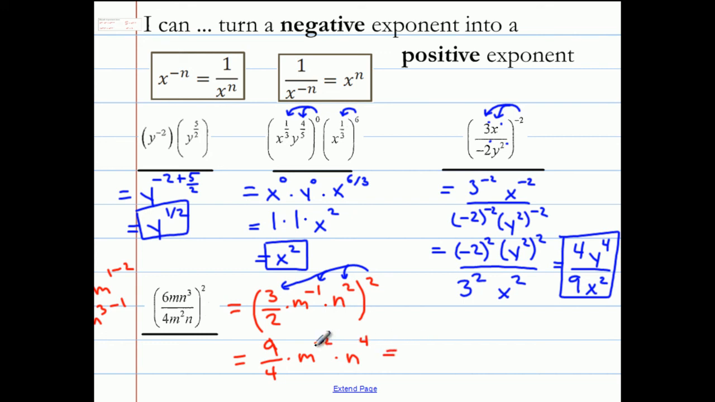So now this m term has a negative exponent, so we want to move this downstairs to give it a positive exponent. So 9 over 4 will stay the same, n to the 4th will stay upstairs, and then we'll move the m to the minus 2 downstairs and just change the sign of the exponent.